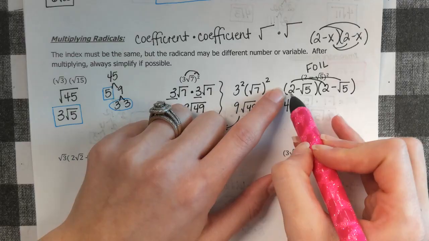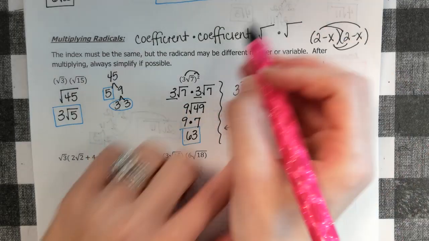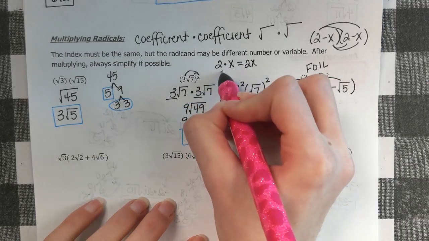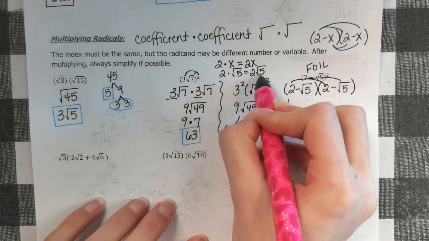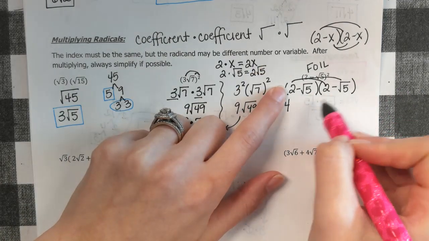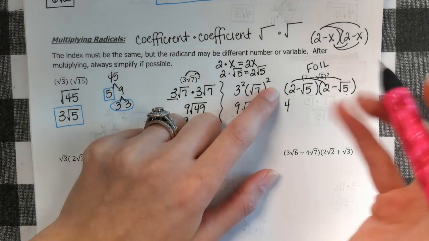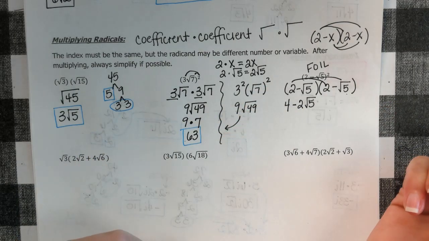When I take a coefficient, a whole number, and I multiply it by a radical, think about if I have 2 times x, what would that give me? 2x. So if I have 2 times square root of 5, that would give me 2 square root of 5. Y'all see the similarity there? So that's what's happening here. I've got 2 times negative square root of 5. So positive times negative is a negative, and then 2 square root of 5. When you have to FOIL, take your time so you don't make mistakes, okay?